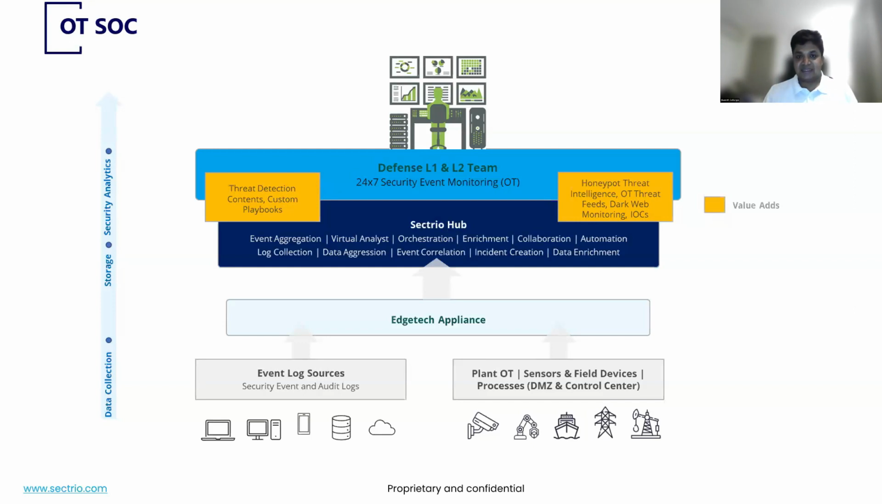So with this, I come to the end of my presentation. I'm open to any questions or comments or any clarifications that you had on the entire microsegmentation and the zero trust architecture that we can build using the different solution modules of Sectrio.